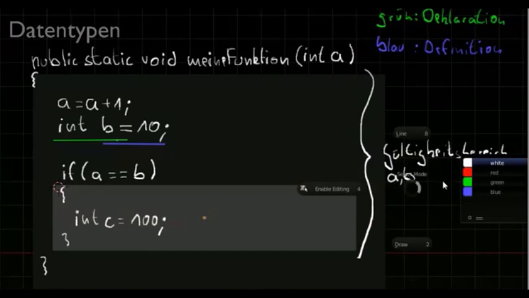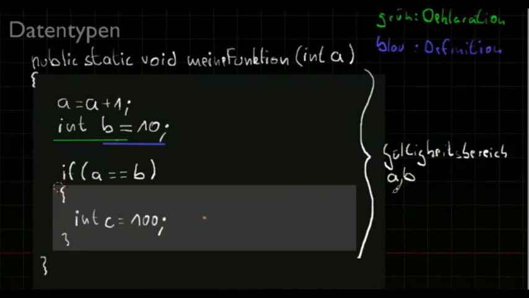And I'm going to write down the range of validity of the variable C. And we can also call a range of validity a scope. And we have to mind these scopes when using variables.